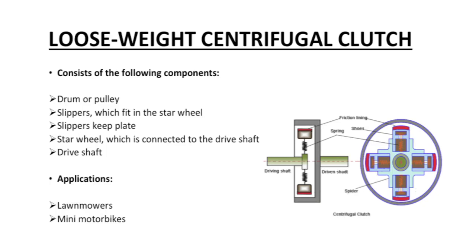Then we have a loose weight centrifugal clutch. It consists of the following components: a drum or a pulley, a slipper which is fitted to the star wheel, slipper keep plates, or you can call them shoe keeper plates, a star wheel which is connected to the drive shaft, and the drive shaft as well. Then where do we find this type of clutch? On lawn mowers, that's where we find it, as well as mini motorbikes.